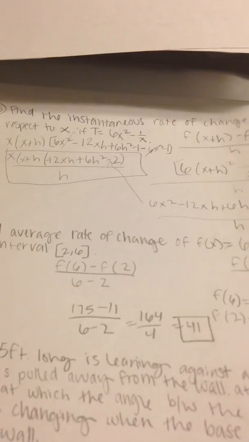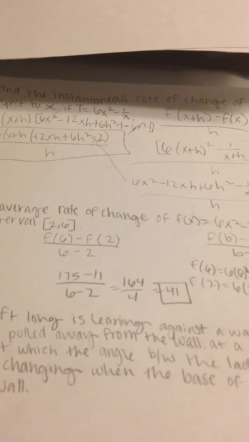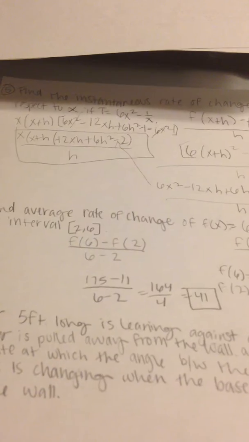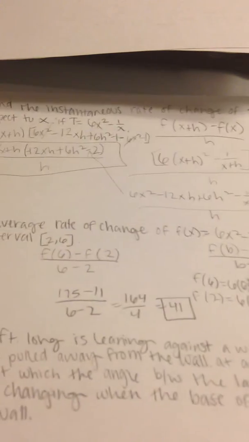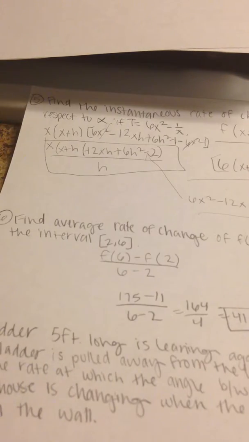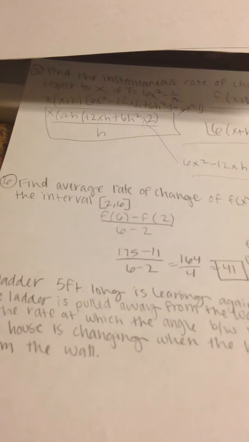Number 7 says a ladder 5 feet long is leaning against a wall. The base of the ladder is pulled away from the wall at a rate of 6 feet per second. Find the rate at which the angle between the ladder and the wall of the house is changing when the base of the ladder is 4 feet from the wall.